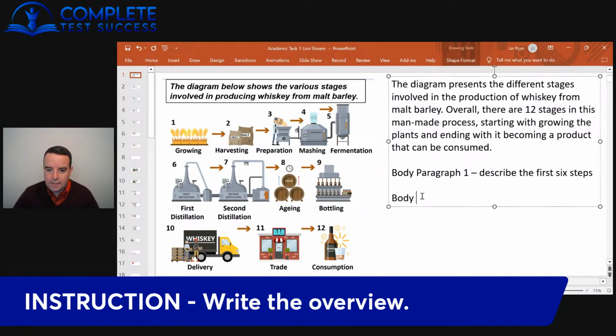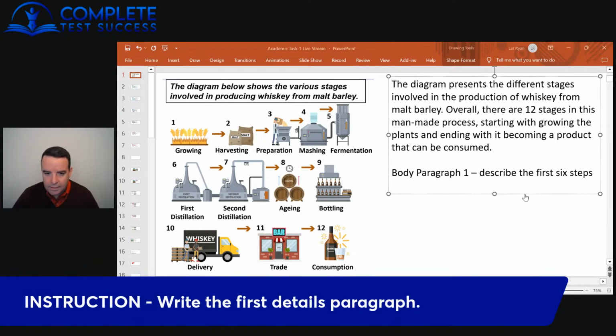Okay. So let's just go with that for now. Body paragraph 1, describe the first 6 steps. I'll get you guys to write that for me and share it in the comments. So we already have body paragraph 1 finished.